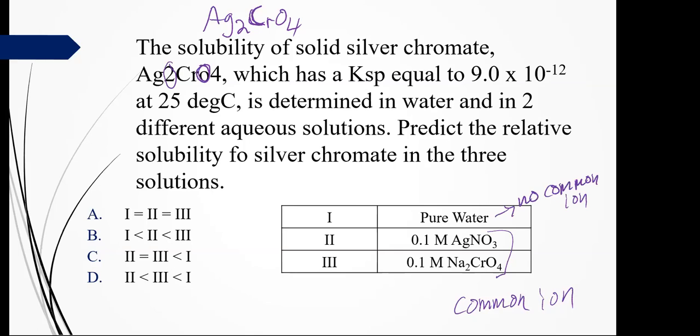When we look at these other solutions, they both share an ion with our Ag2CrO4. So on number 2, it shares Ag+. On number 3, it shares CrO4. Now, if they were both 1-to-1s, then they would impact them the same way. But because one of them is not, our Ksp equation is Ag+ squared times CrO4 2-.